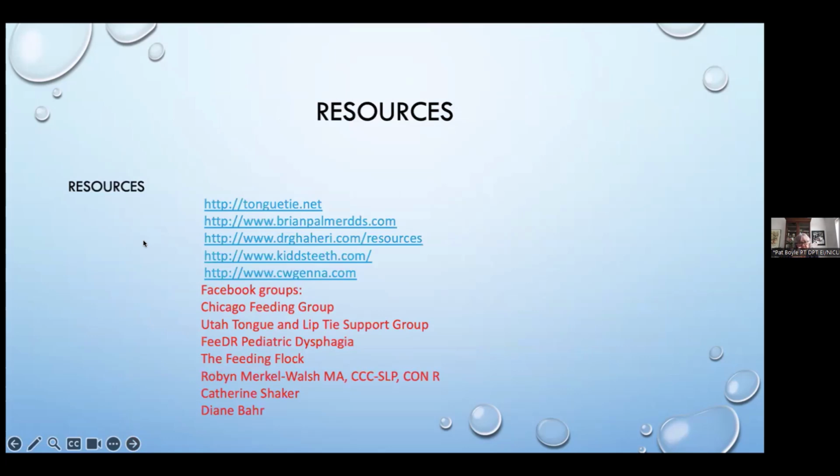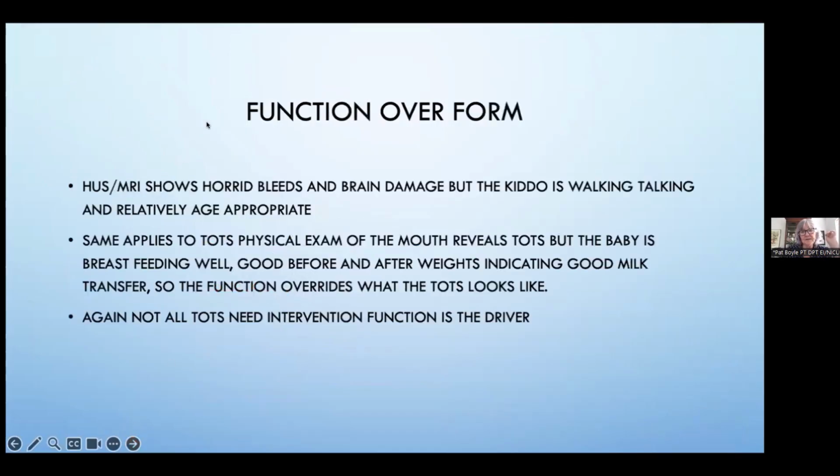So these are some of the resources that I've felt have been beneficial to me in the past. I love Robin Merkel Walsh. She's got a real good perspective on this, as does Catherine Shaker. I actually talked to her a couple of months ago and I said, do you think tongue tie impacts the quality of the birth? Do you have more kiddos with meconium aspiration? Do you have kiddos that go on to full-blown hypoxic ischemic encephalopathy? And she said, why wouldn't it? The tongue can't help with those first breaths, and especially if there's reflux involved, elevating up against the soft palate. So I'd like to investigate that.